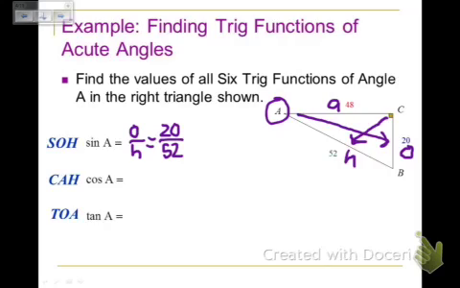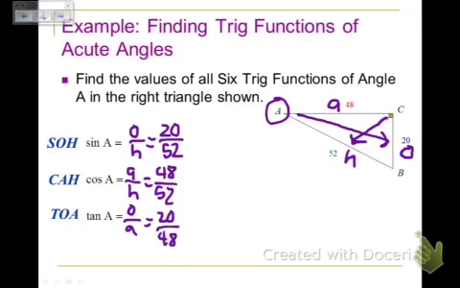Okay, cosine, adjacent over hypotenuse. What did I label as A? 48. And what did I label as H, my hypotenuse? 52. And then tangent, opposite over adjacent. Well, what did I label as opposite? 20, and adjacent 48. And I'll let you go ahead.